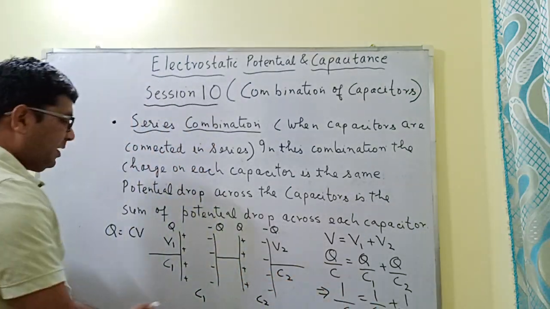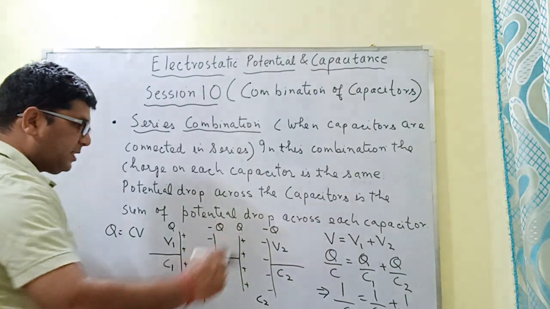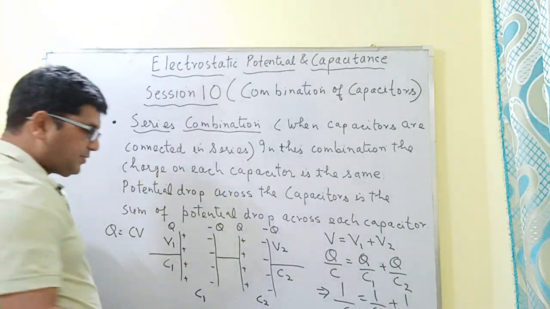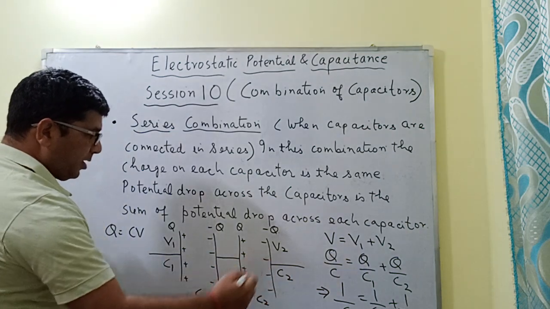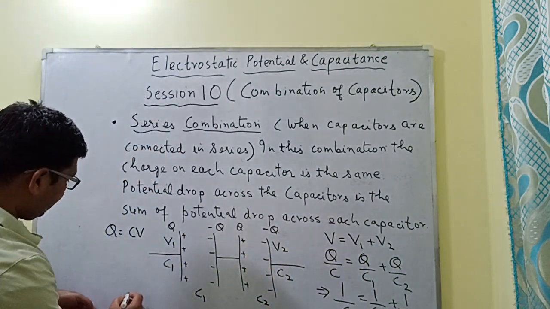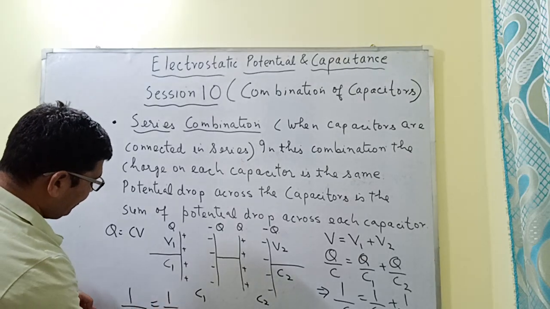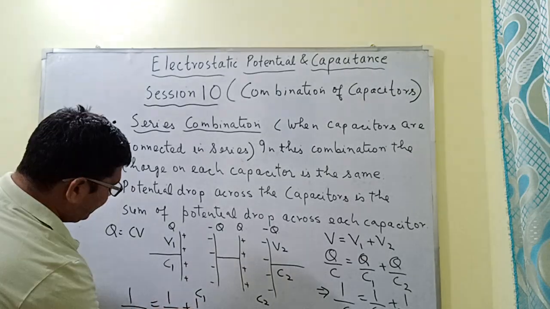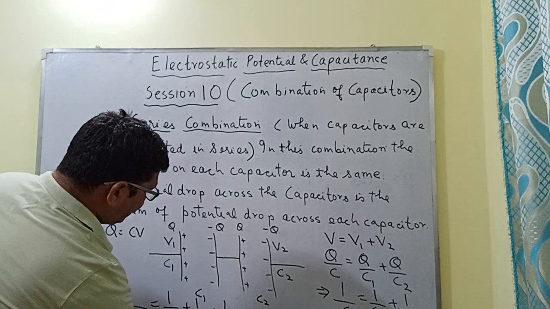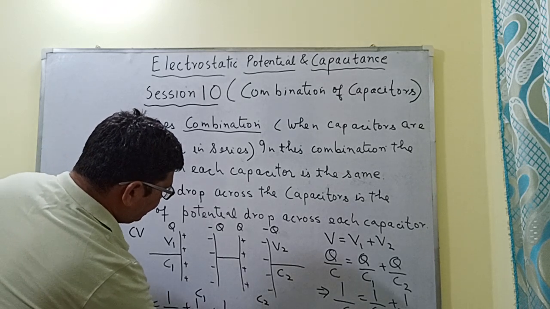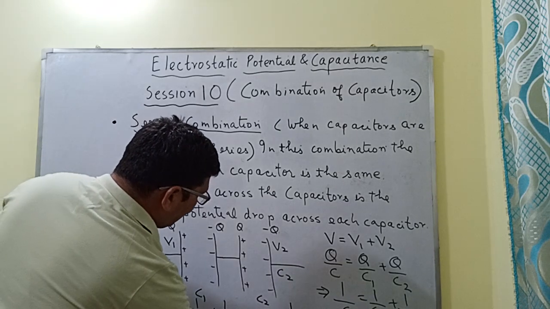ठीक है, so if there are n capacitors connected in series, then the equivalent capacitance can be written as 1 by C equal to 1 by C1 plus 1 by C2 plus 1 by C3 plus so on up to 1 by Cn.